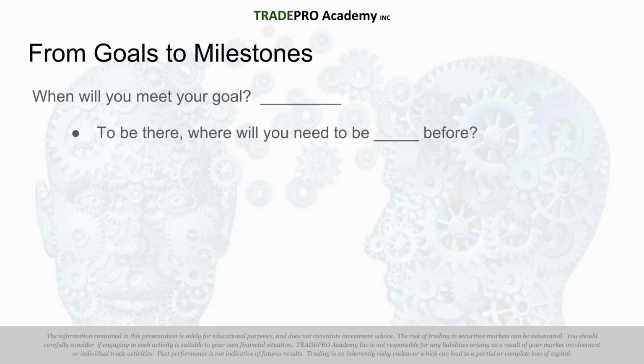If it's a 1 month goal, you need to break it down by week. If it's a year goal, break it down by month. If it's a 5-year goal, break it down by year. The last year, break it down by month. All right, so shorter term goals break into smaller periods. Longer term, you could break into longer period milestones, rather. So where will you need to be 3 weeks before the month?